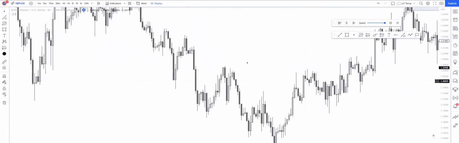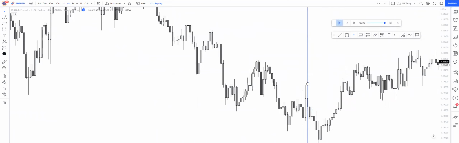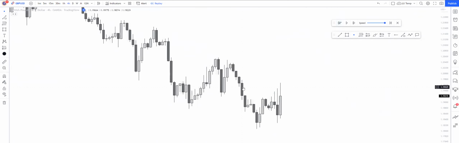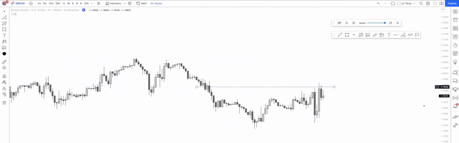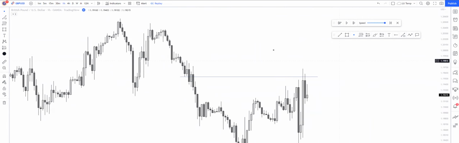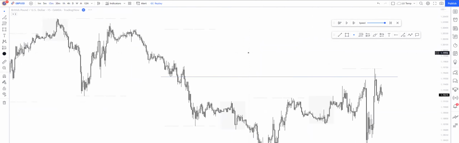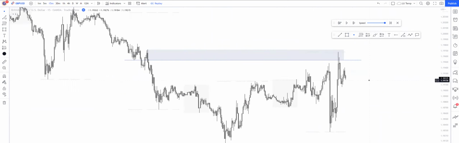We go into the 4 hour, let's say here, and we see this imbalance for price action. Draw a line. What's in here? Order block. 1 hour order block. 15-minute order block. So we're starting to see how things just line up together.